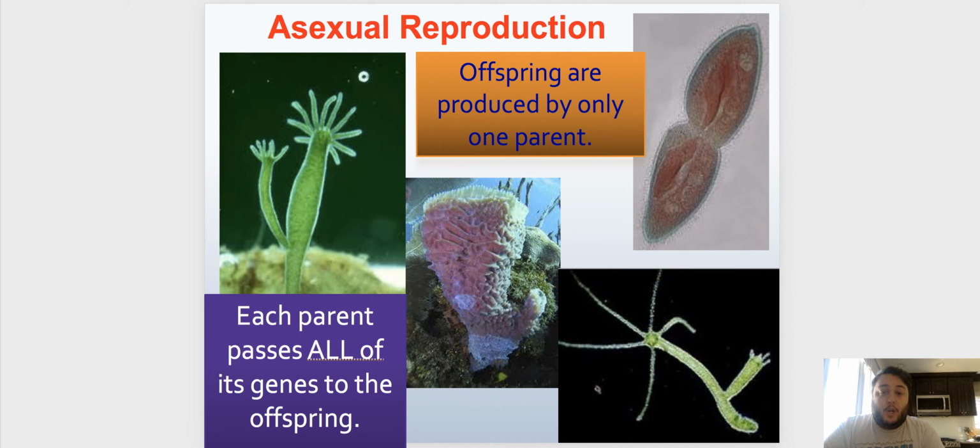So asexual reproduction, we are all aware of what this is. This means that offspring are produced by only one parent, right? Each parent passes all of its genes to the offspring. Asexual, one parent produces another copy of itself, passing its genes and its DNA and everything to it. So it's essentially making a clone of itself, right?